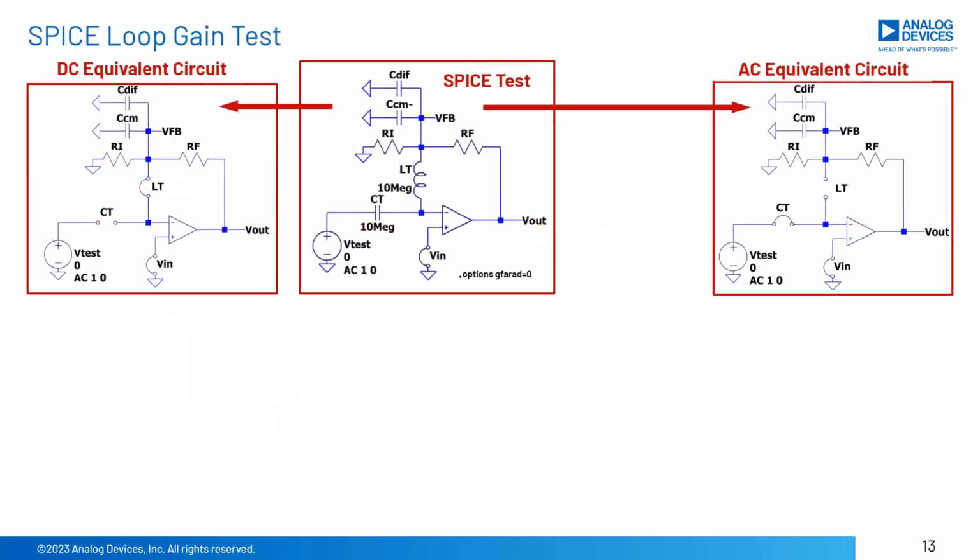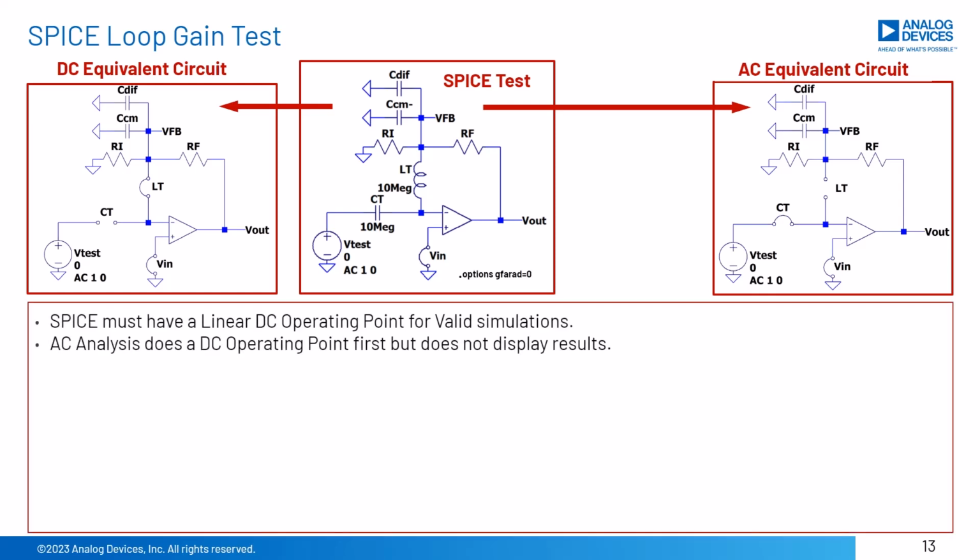Now for SPICE simulations, we need to obtain our key stability terms. We want an open-loop AC analysis test to measure these parameters. Any AC SPICE analysis does a behind-the-scenes DC operating point analysis first to obtain linear, small signal models for all nonlinear components. We should always do a DC operating point analysis first and make sure our op-amp is in the linear operating region on its input and output.